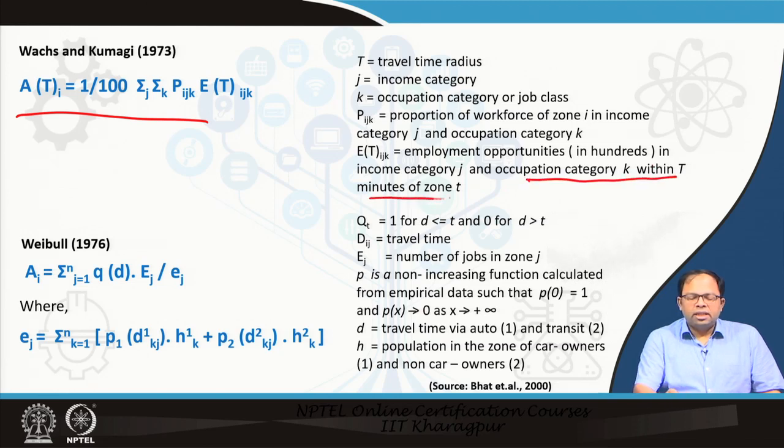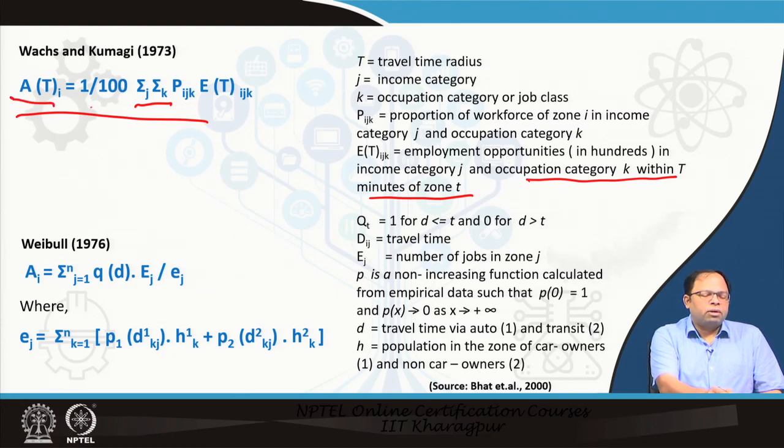And then we have a summation over all this. That basically means we are looking at every income category and occupation category, and the number of jobs available within a certain distance for this particular group of people. We multiply that, do it for all the groups, and sum over both j and k, then divide by 100 and find the total accessibility within that travel time.